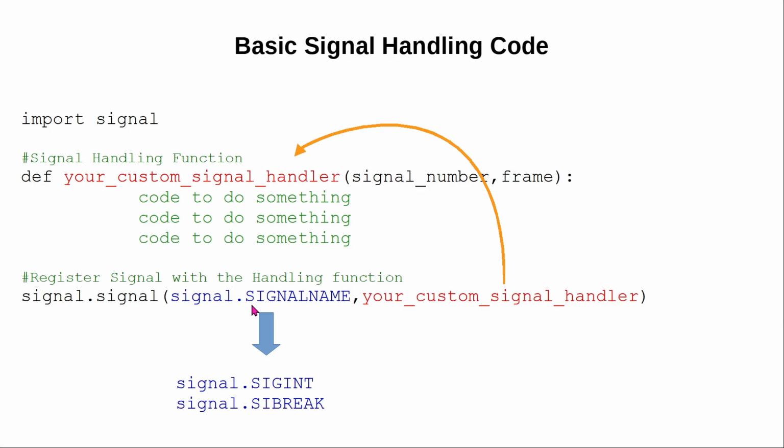And for the signal name, I have just given a generic name. You can give either signal.SIGINT or signal.SIGBREAK. If you're using signal.SIGINT, it will capture the SIGINT signal, which is produced when you press the CTRL C combination on a keyboard. Now we will go to the code.